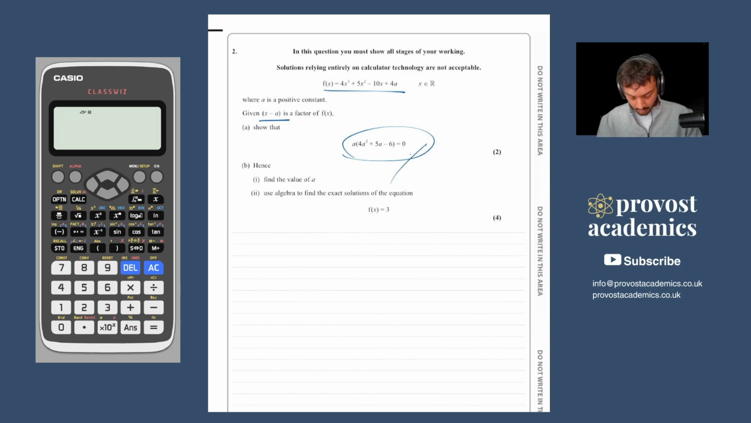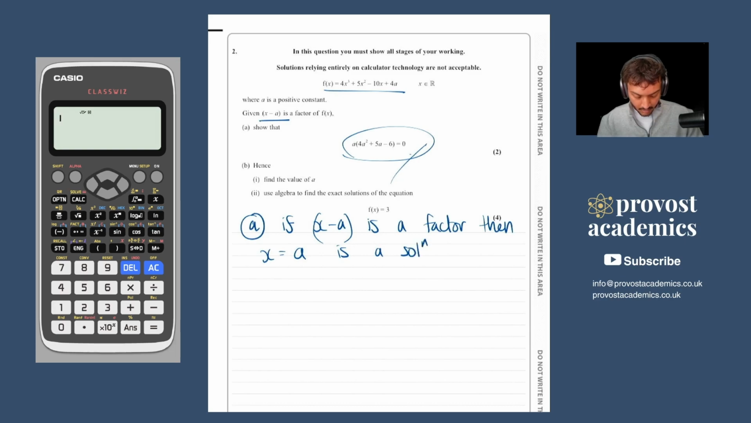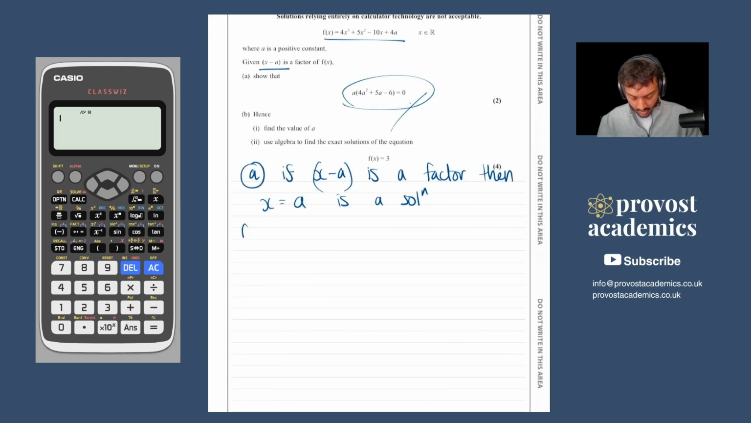Okay, so I can start off with saying if x minus a is a factor, then x equals a is a solution. And I'm going to just write the shorthand. So f of a is equal to 4a cubed plus 5a squared minus 10a plus 4a. Cool. Now what? Because it is the solution, we expect f of a to be equal to 0. So I can clean this up further.